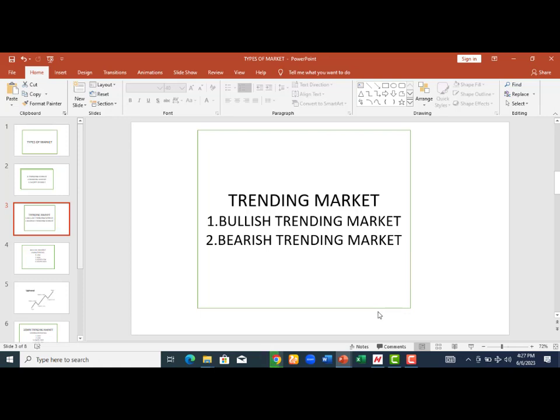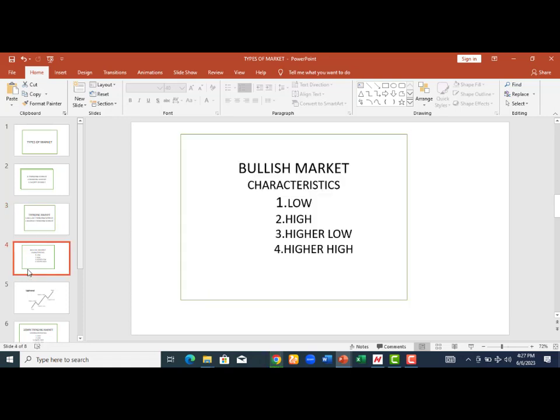But how do you spot it in the market and trade judiciously with it and make profit with it? So we'll move over to the characteristics of each of them. Now we'll move over to the characteristics of the uptrending market.